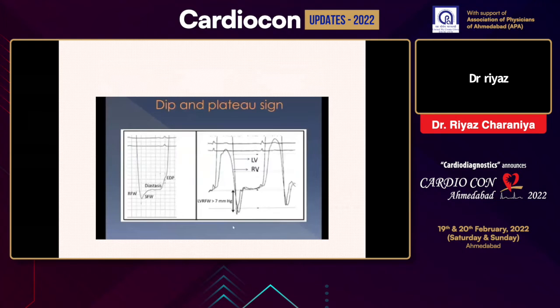This is another sign, that is the dip and plateau sign or square root sign, where there is an early rapid filling and an early, sharp dip, which is observed in constrictive pericarditis. The dip of more than 7 mm is characteristically seen in constrictive pericarditis, and usually this early rapid filling is also observed in restrictive cardiomyopathy, but more than 7 millimeters of mercury suggests more in favor of constrictive pericarditis.